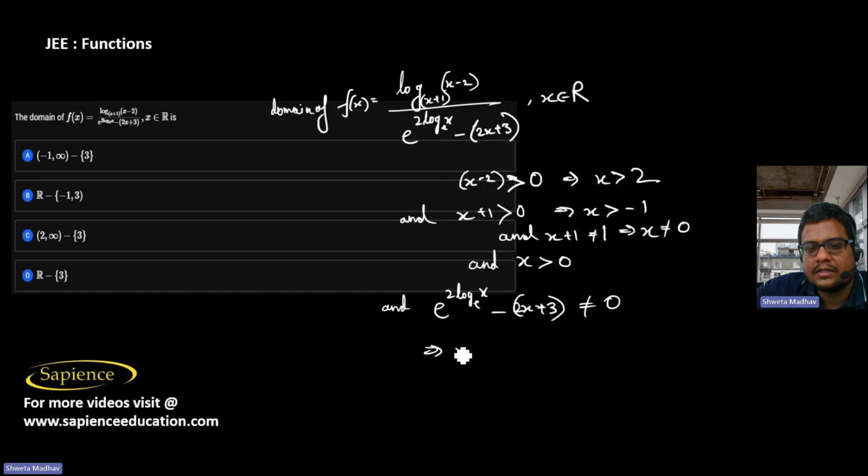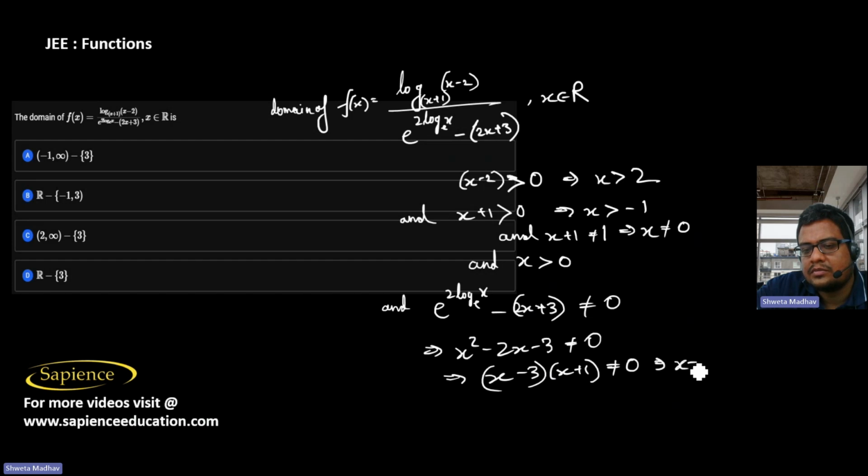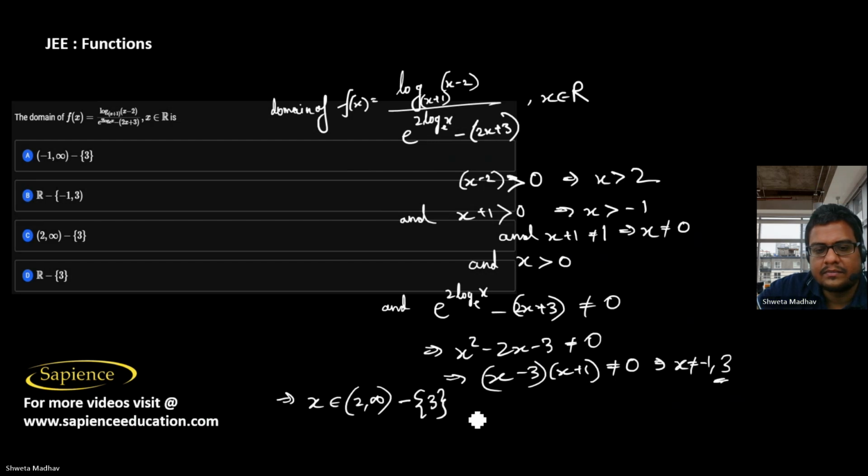Now this we can write x square minus 2x minus 3, that should not be equal to 0. If we factorize it, then we will get x minus 3 into x plus 1, that should not be equal to 0. It means x should not be equal to minus 1 or 3. So therefore from here we get x should be greater than 2 and x should not be equal to 0. So x should belong to 2 to infinity, and 3 should not be in the domain. So 2 to infinity minus 3. So option C is the correct answer.